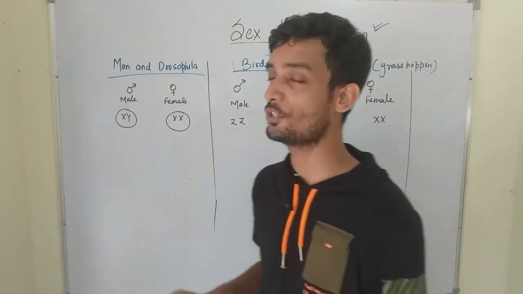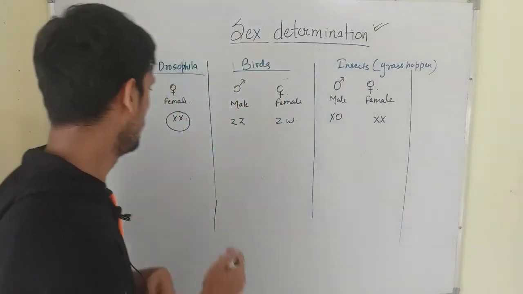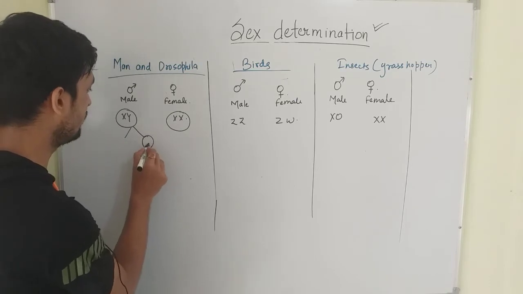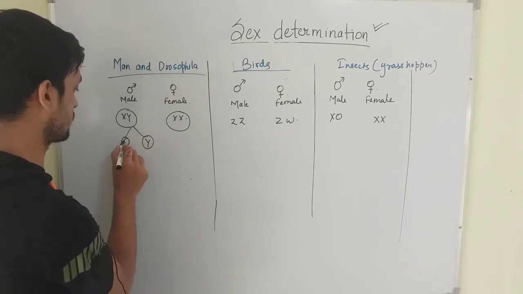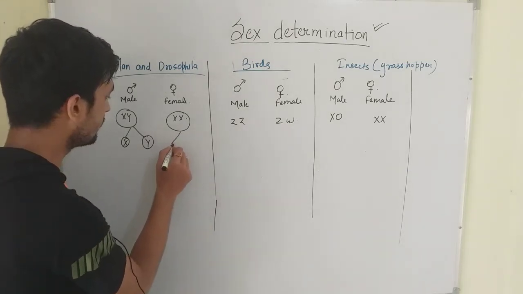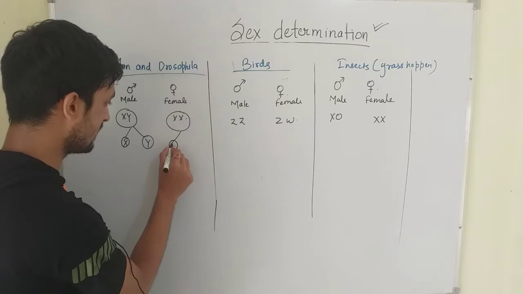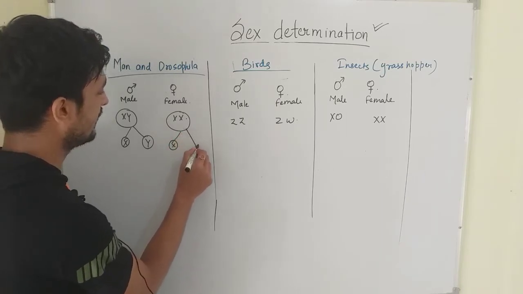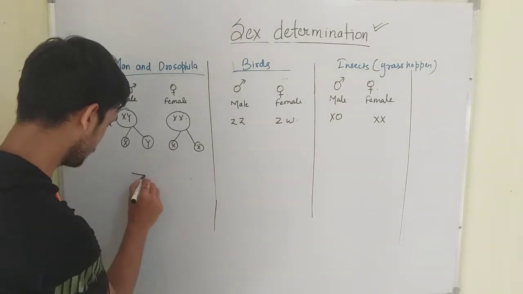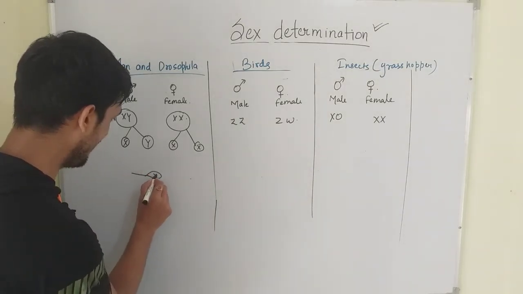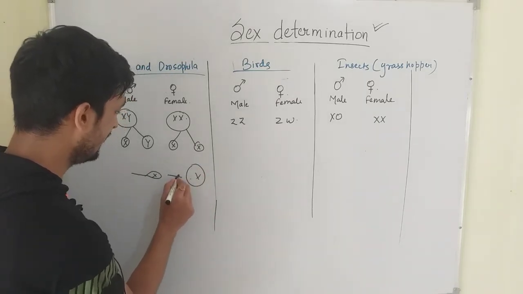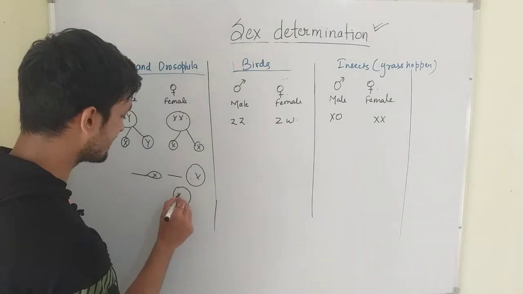So what happens during fertilization? During fertilization, the male forms two kinds of gametes or sperms that will contain either a Y chromosome or an X chromosome, and the female forms an egg cell that invariably contains an X chromosome. If the sperm containing the X chromosome fuses with the egg cell, it will form a zygote of X and X type.